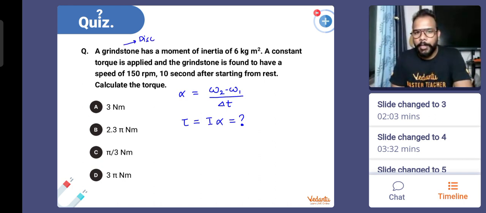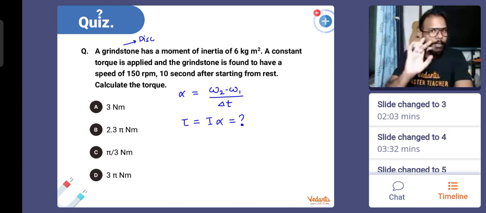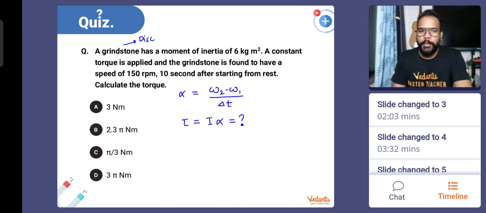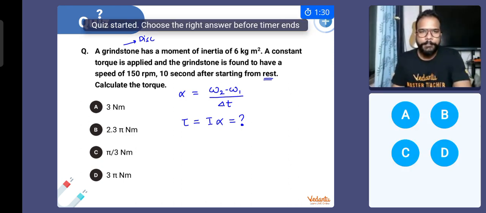A constant torque is applied on it, and the disc is found to have a speed of 150 rpm, rotations per minute, not the SI unit. So after 10 seconds, its omega becomes 150. Initially, the omega was 0. You have to find out the value of torque. So find alpha, put it here, and simplify it. Obviously, you need to write the value of moment of inertia, which is given already. Giving you all 90 seconds. Time starts in 3, 2, and 1.